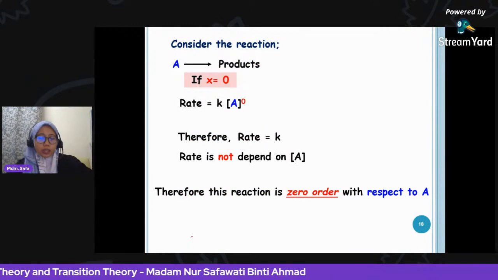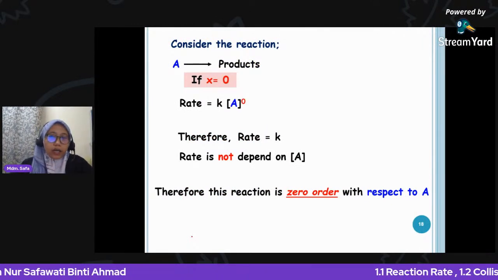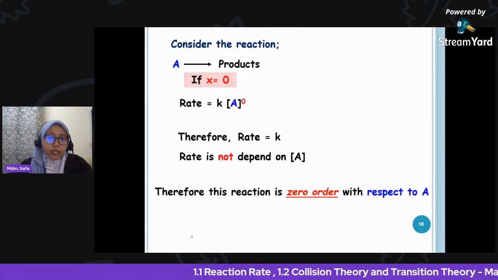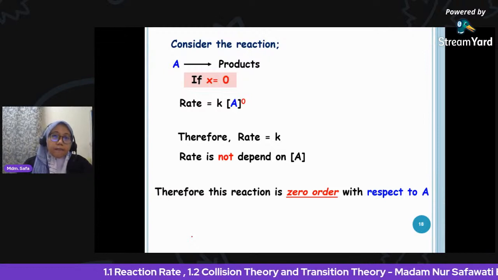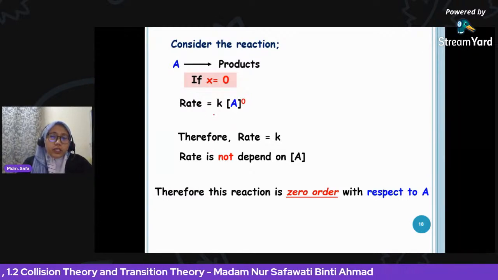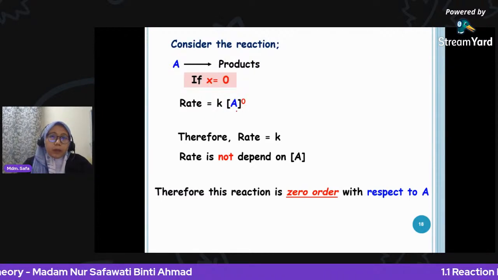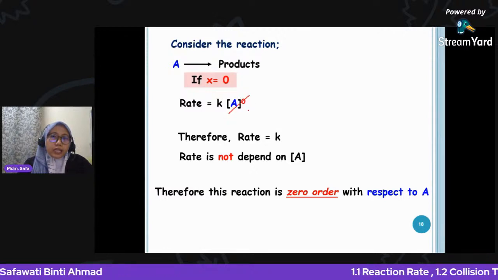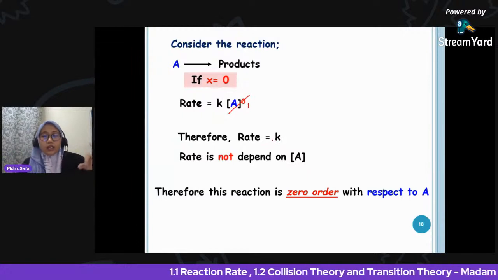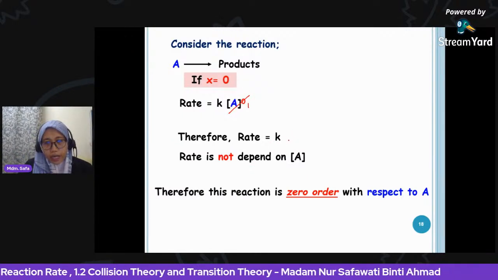Alright. So, kita tengok pula satu-satu, okay? So, kita cover hanya 0 order, first order and second order, okay? So, consider the reaction A produce product, okay? If X is equal to 0, okay? So, rate is equal to K concentration A power of 0. Okay, so anything power of 0 adalah bersama dengan 1, okay? So, bermakna rate is equal to K. Okay, so that means rate is not depends on concentration of A.